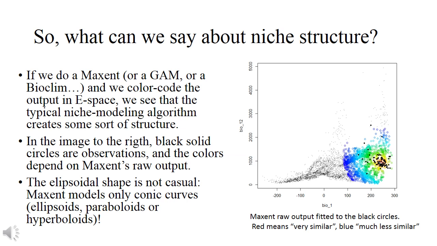The ellipsoid shape is not casual. Maxent, despite what some people believe, cannot trace anything but conic curves, so only paraboloids, ellipsoids, or hyperboloids. That's what Maxent can do, and that is an ellipsoid traced by Maxent.